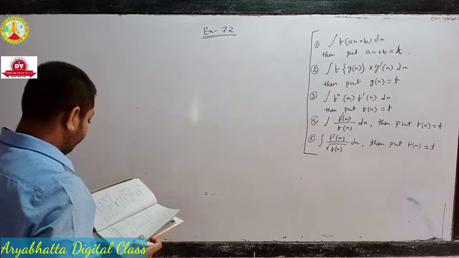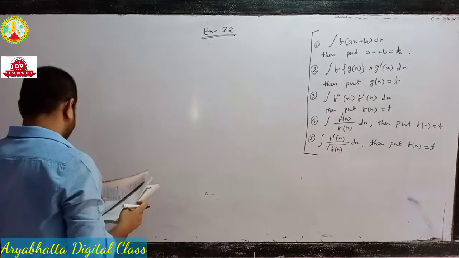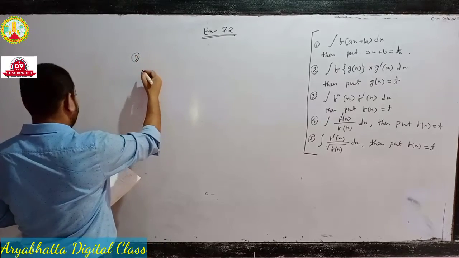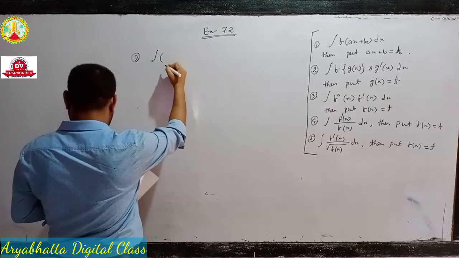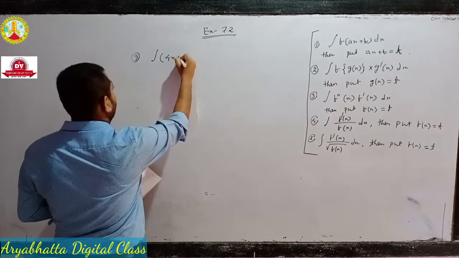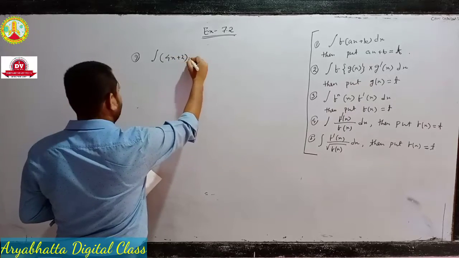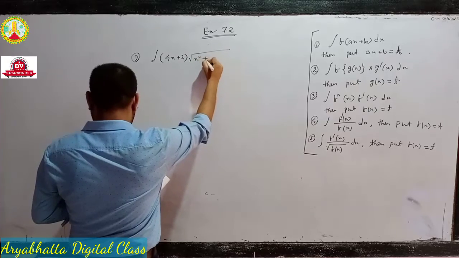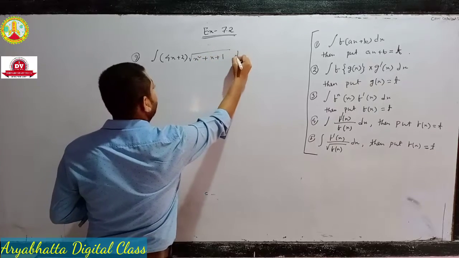Next question, question number 9. Integration of 4x plus 2 into square root x square plus x plus 1 dx.